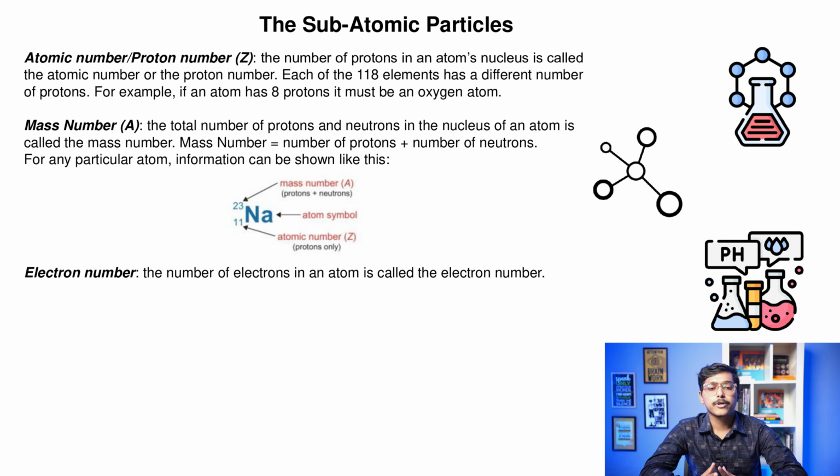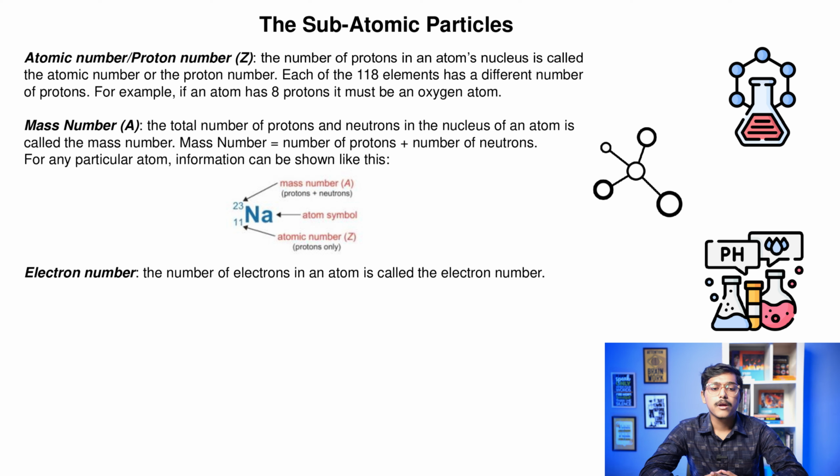What is the atomic number or the proton number? The number of protons in the atom's nucleus is called the atomic number or the proton number. Each of the 118 different elements in the periodic table has a unique atomic number or proton number. For example, if an atom has 8 protons in the nucleus, that atom must be an oxygen atom.